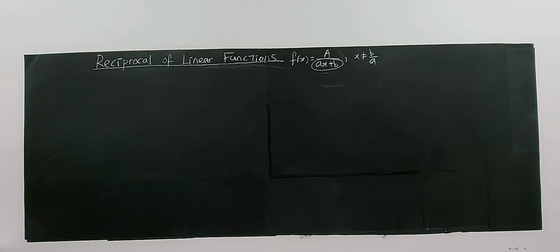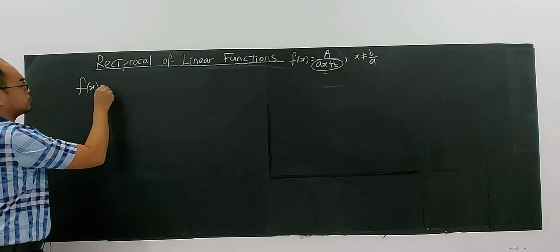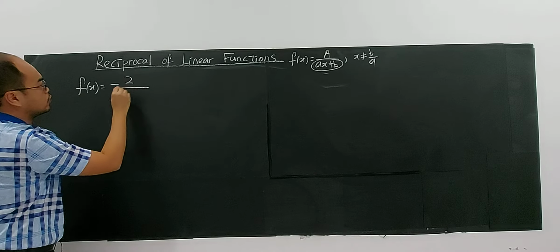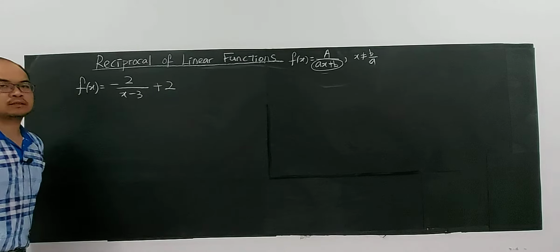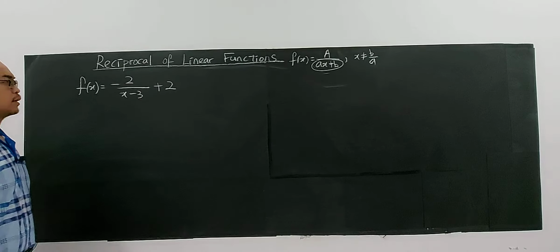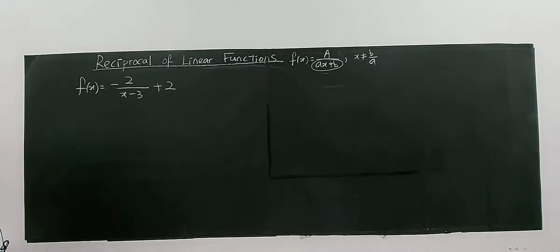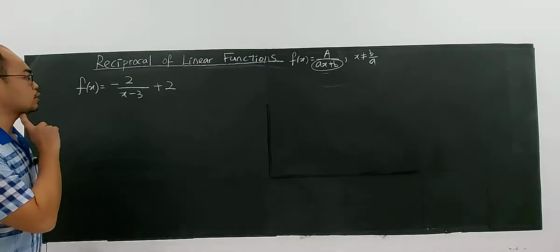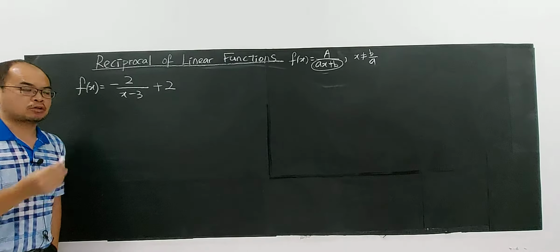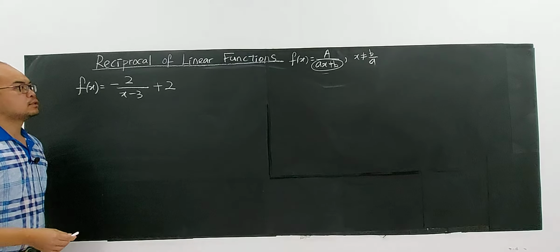Okay, we talk about a function involving, for example, negative 2 over x minus 3, and you add a 2. This is the one that I want to talk about. So let's say you have this type of function, f(x) equals negative 2 over x minus 3, plus 2. Very simple. I'm going to teach you the shortcut of sketching this graph. So you just focus.